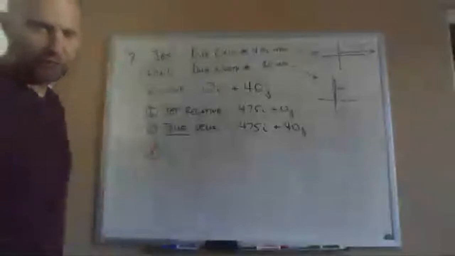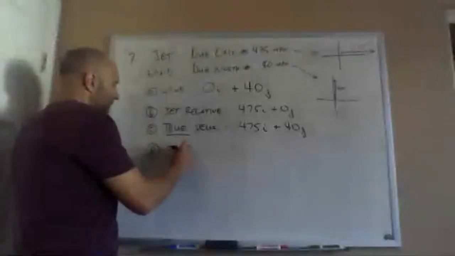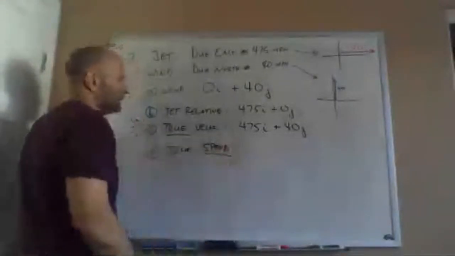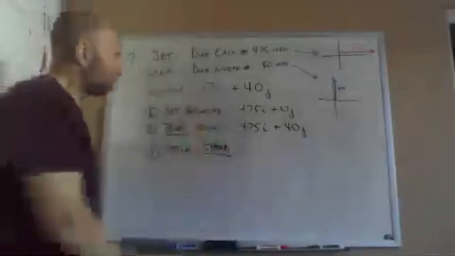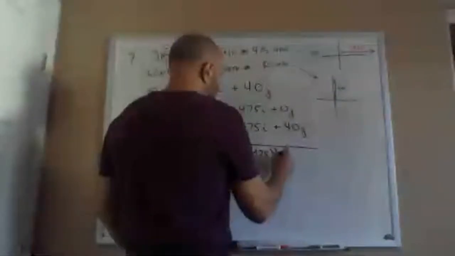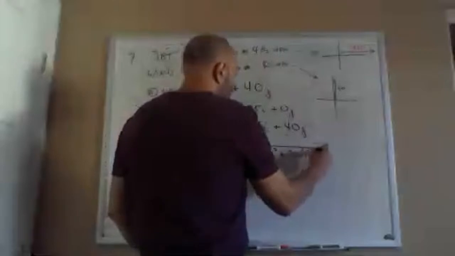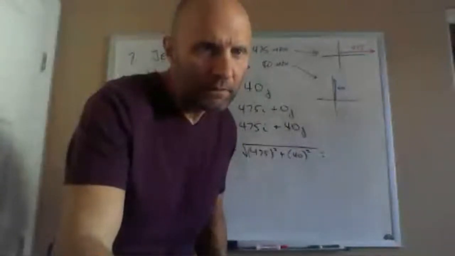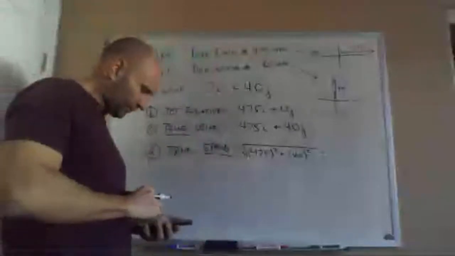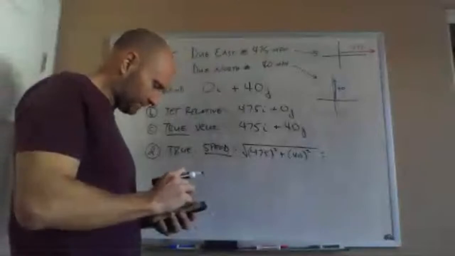D asks us, what's the true speed? So here, the key is speed. That means the magnitude of the vector that I just found. So this is the square root of 475 squared plus 40 squared. And I believe it asks to round it to the nearest integer. I believe it ends up 477. Let me confirm.